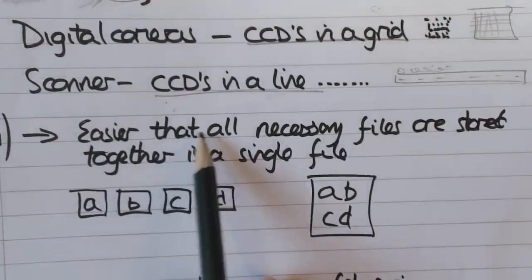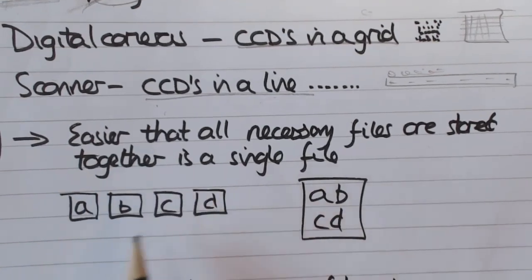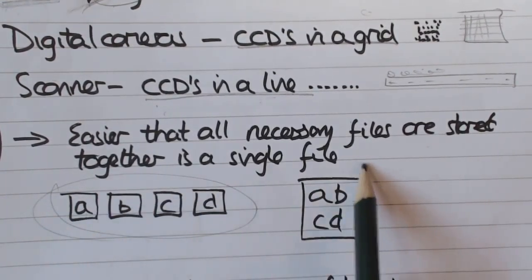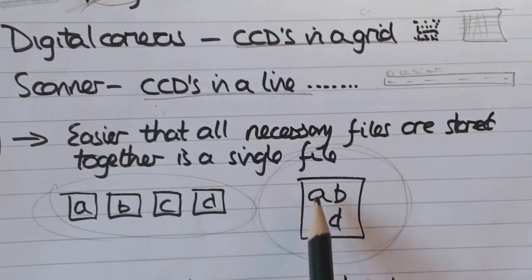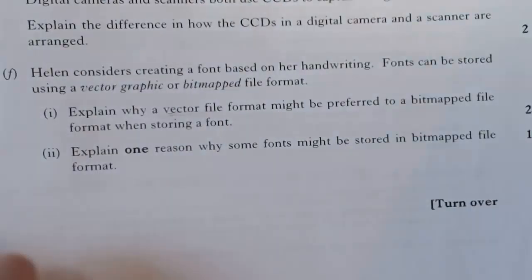So it says here, easier that all necessary files are stored together in a single file. This could be all these individual letters saved as bitmaps, but this could be one vector file with all these different objects saved.